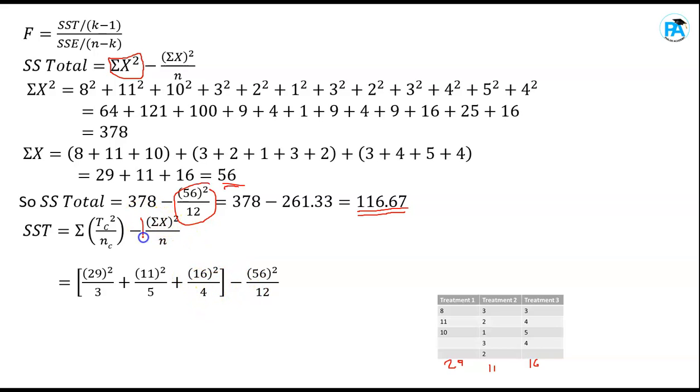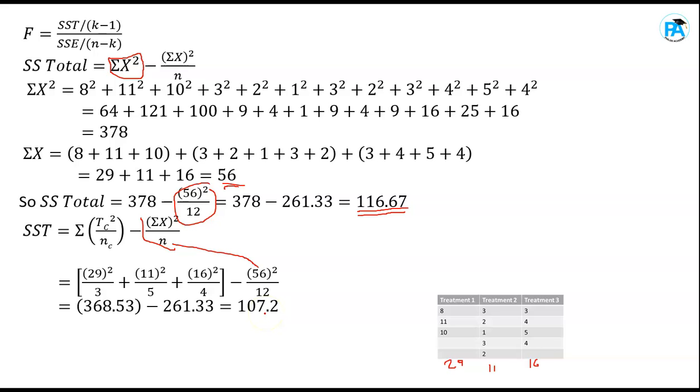Minus, before you bring this, 56 squared, which you already know sigma x is from here. 56 squared divided by 12. So when you do this, okay, you get the whole of this. When you add them together, 29 squared over 3 plus 11 squared over 5 plus 16 squared over 4 gives you 368.53. 368.53 minus this also gives you 261.33, isn't it? So when you subtract, you get 107.2. So that's the answer to SST, sum of square treatment.